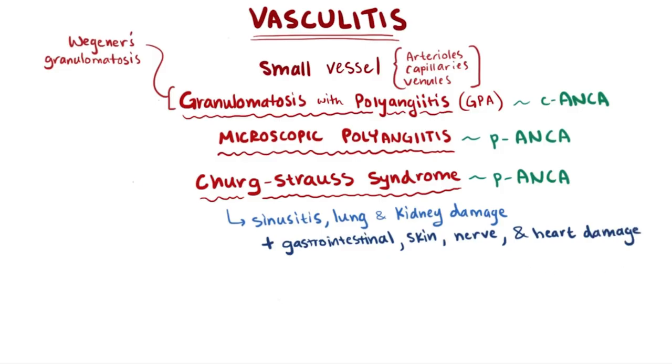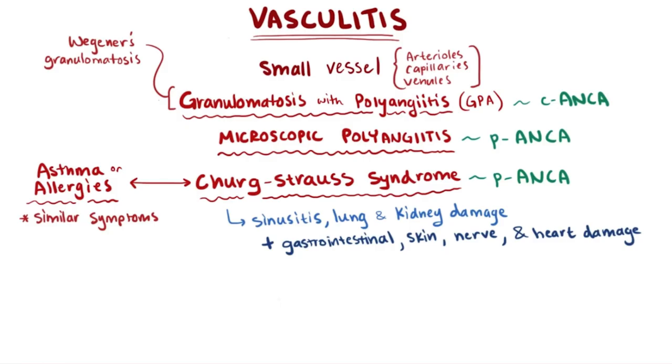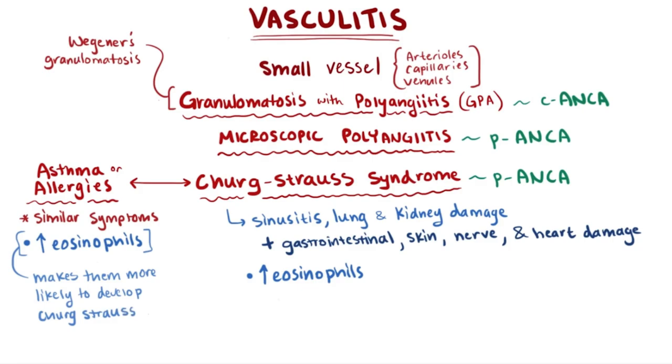A lot of the time, Churg-Strauss syndrome is mistaken as allergies and asthma because they all have similar symptoms. That, and like allergies and asthma, Churg-Strauss causes a lot of eosinophils to float around in the blood. Actually, people who have asthma and peripheral eosinophilia are more likely to develop Churg-Strauss syndrome because they both have elevated eosinophils. Also, just like granulomatosis with polyangiitis, granulomas can form.